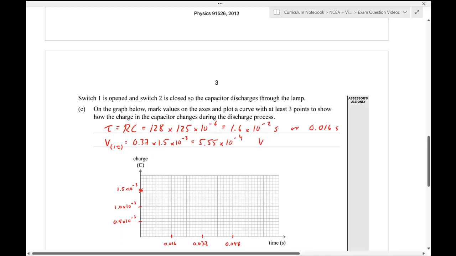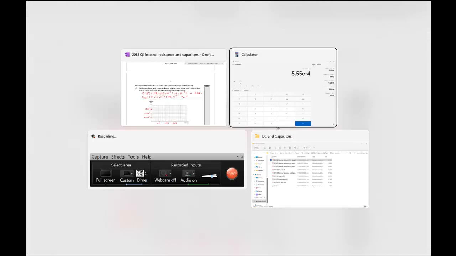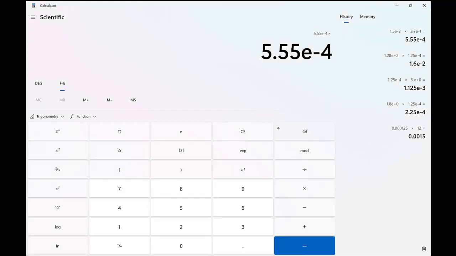And then Q at 2 tau is 37% of that. So let's just go times 0.37 gives us 2.05 times 10 to the minus 4.